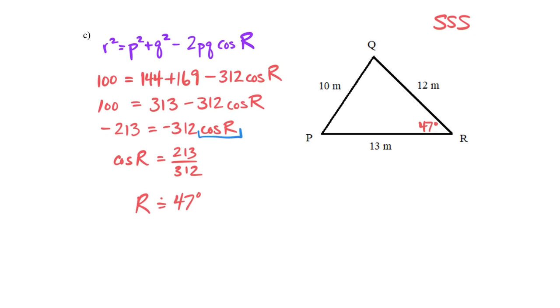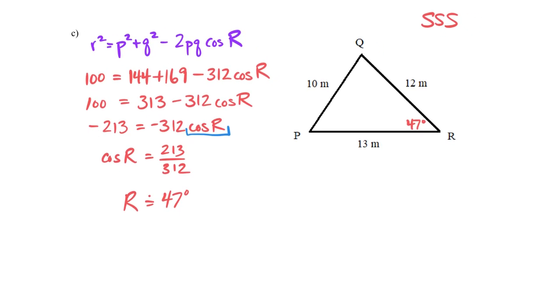Okay, now that I know angle R, I now have a side and its corresponding angle. I am not using cosine law again. Yes, I could use cosine law to now go and find angle P, and I could use it with exact information. Except remember that little asterisk. You can use it if it's so much easier.